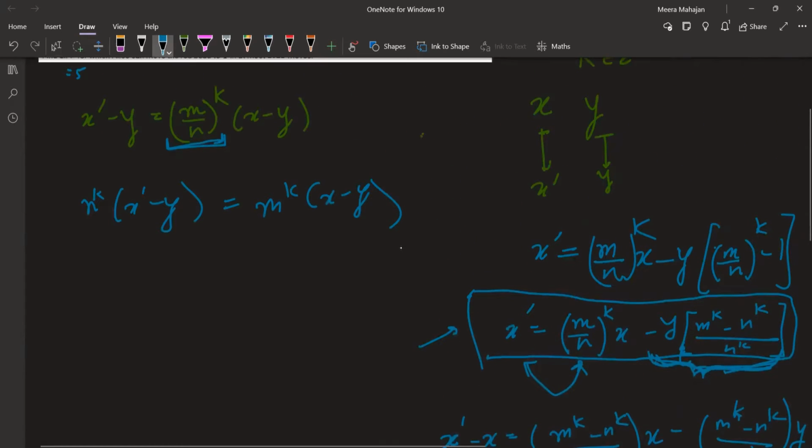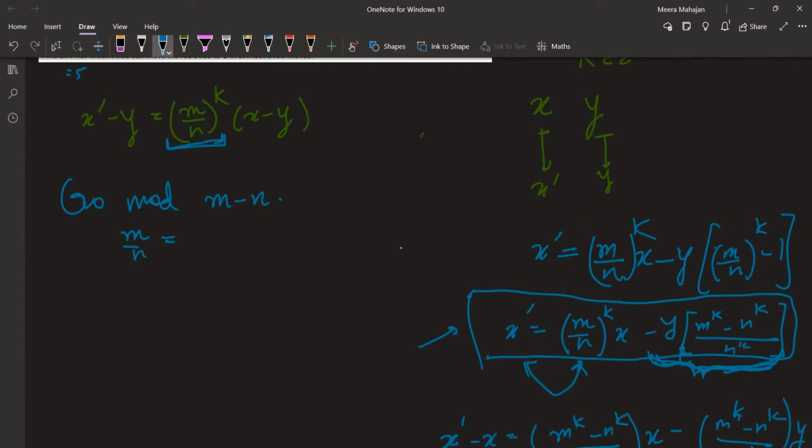So now, in the original equation, I'll just go mod m minus n, and notice m over n is always 1 mod m minus n. And hence, from this equation, you get x prime minus y is congruent to 1 times x minus y mod m minus n. And hence you get x prime is congruent to x mod m minus n. Does that make more sense now?